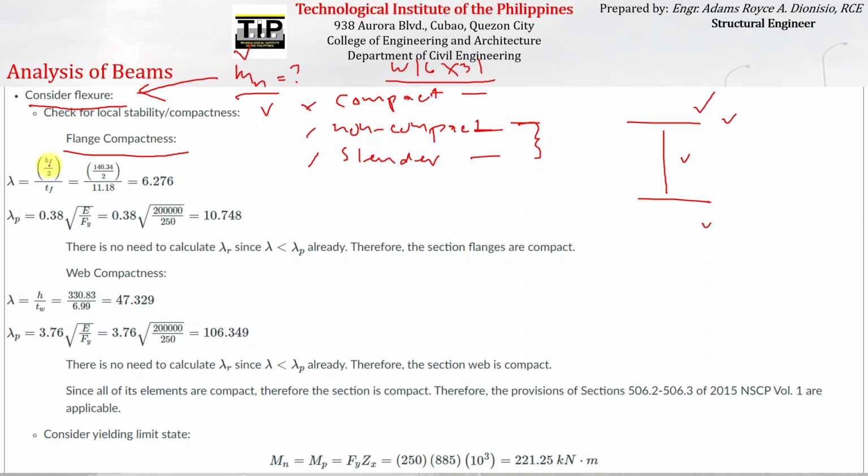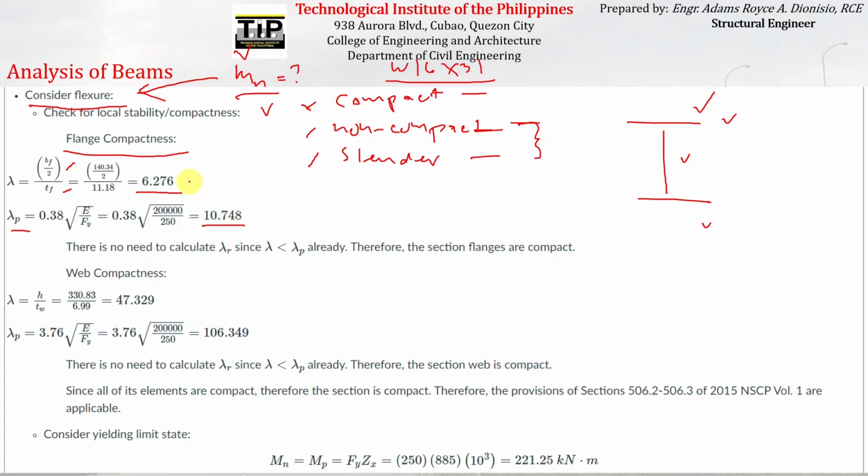But you have to take note that the width that we are talking about here for the flange is just half of the total width. So you have to divide the given width by 2 and then substitute to this formula and then divide to the thickness of the flange. You can find this width thickness ratio of W16x31, and then you have to compare that to the limiting width thickness ratio for compact section. So you just have to substitute the corresponding values and it will result to this.